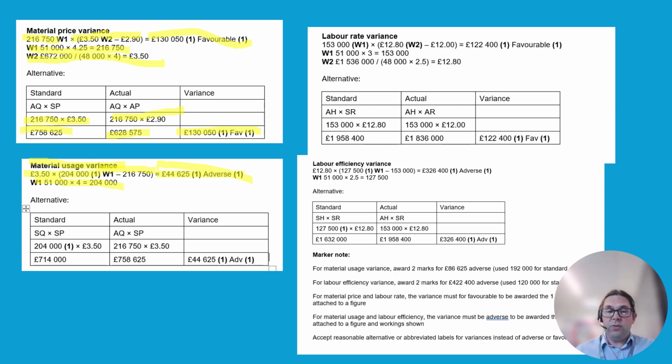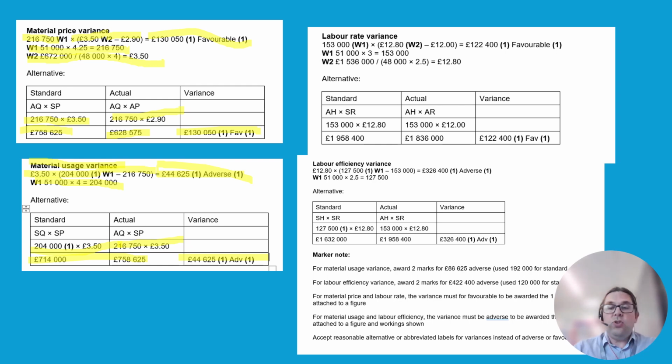You could use that in a written response as well. But what you could do is say, oh, we should have used 204,000 at £3.50, but we did use 216,750. It's at budgeted price 3.50 because the 2.90 is dealt with on the price. And then we just compare those two figures and still make the 44,625 adverse.